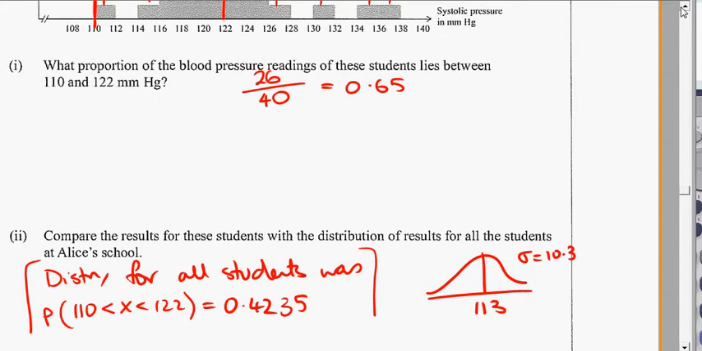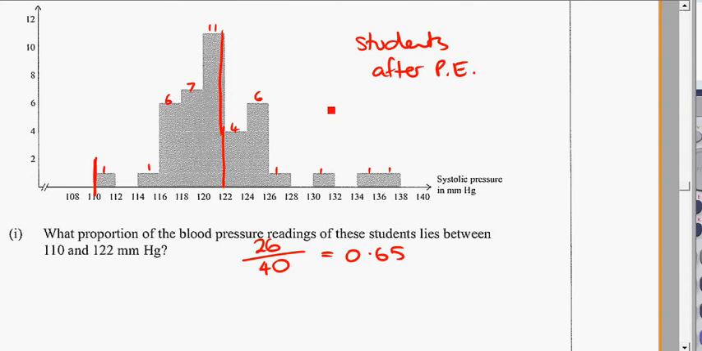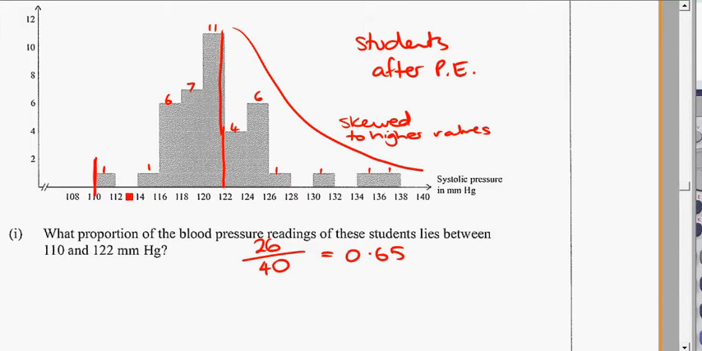And the other thing we could do is look at the shape. The shape of this one doesn't appear to be very normal. In fact, perhaps a bit more of a skew, skewed to the higher values rather than normal. If you remember, the mean for the whole students was actually 113, which is down here. With a normal distribution, the mean is the same as the median and the mode, and you can clearly see that 113 is not going to be the mean or the median or the mode for this particular distribution here.